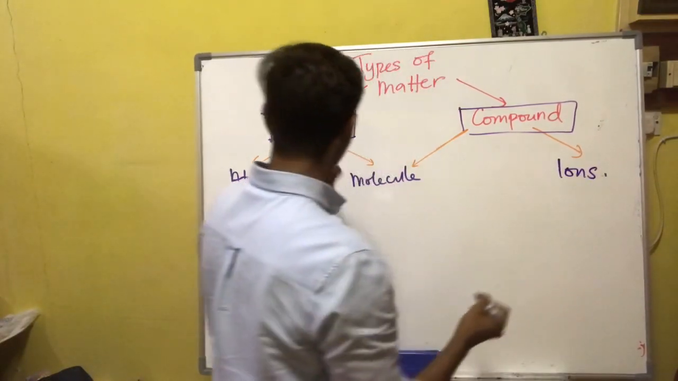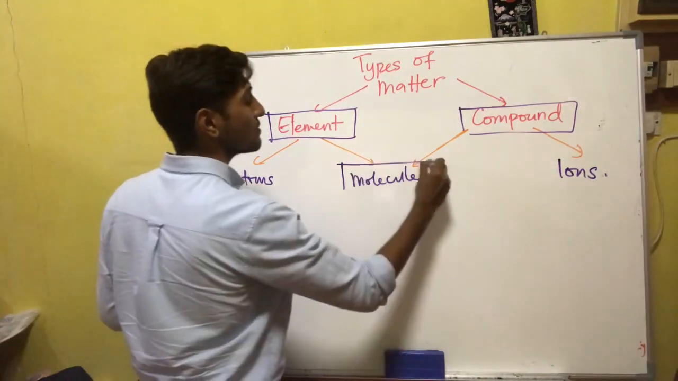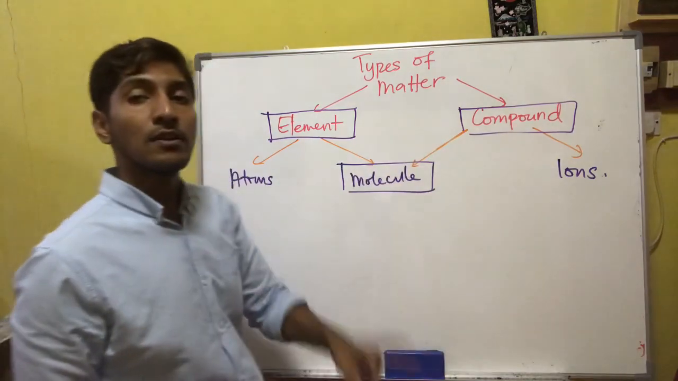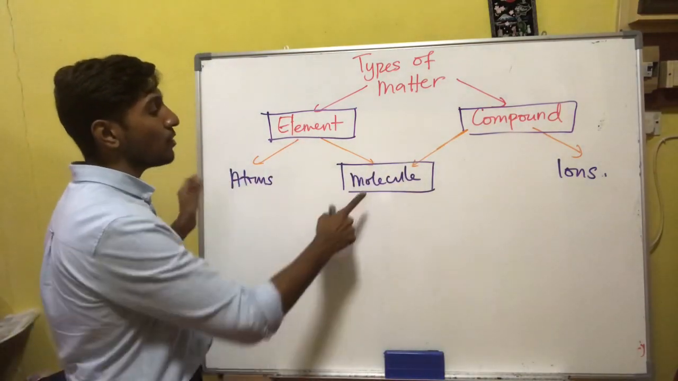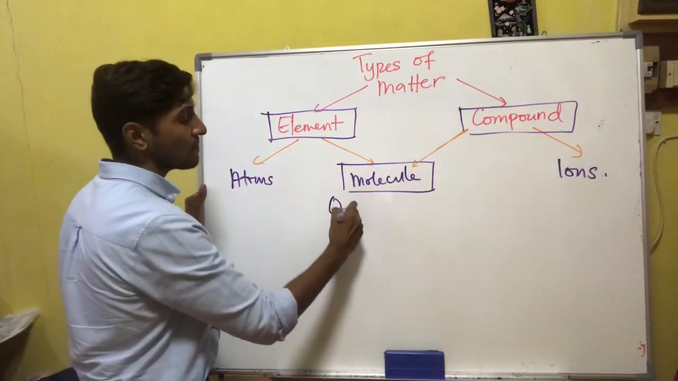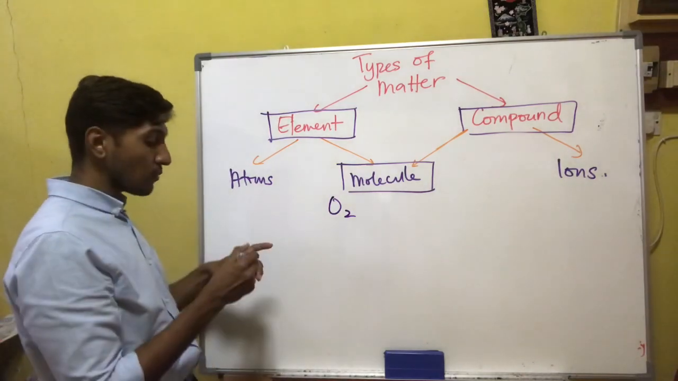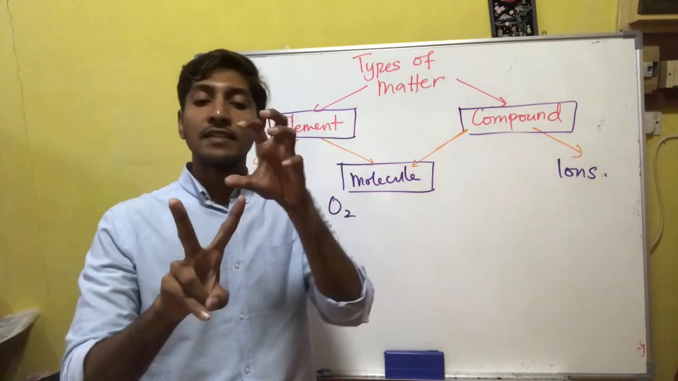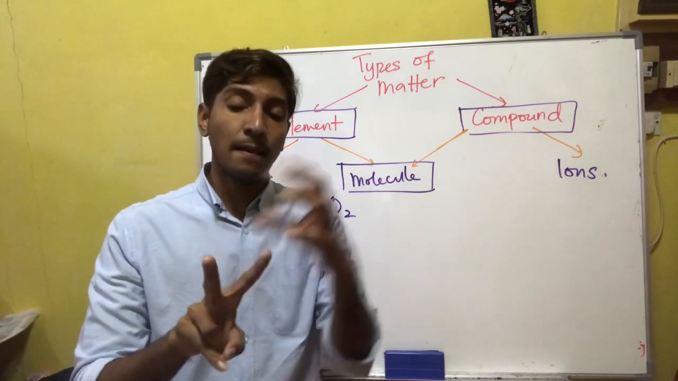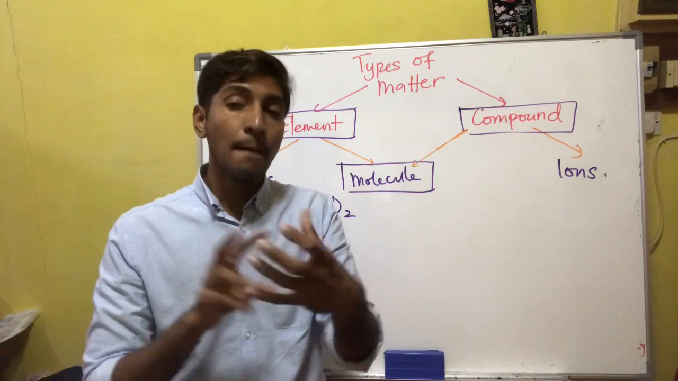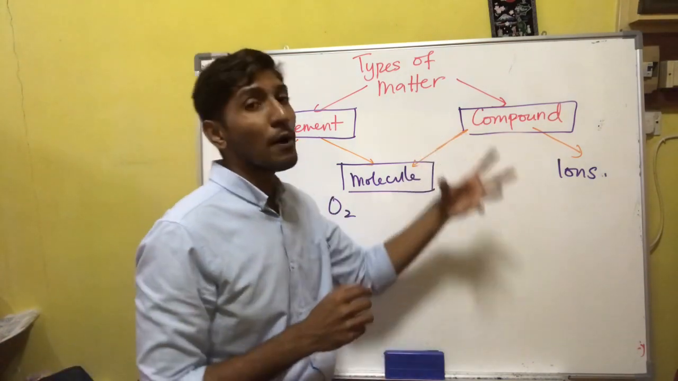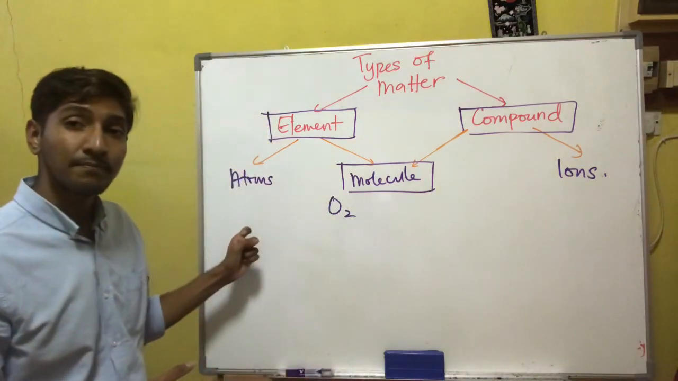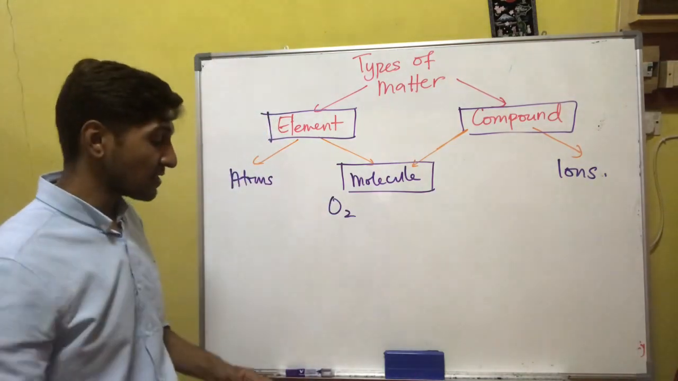You might be wondering, how can a molecule exist as an element or as a compound? If we're talking about a molecule that exists as an element, we might be talking about oxygen. It is a molecule because there are two oxygen atoms bonded to each other. But we don't classify it as a compound because both of them are the same atom. We'll talk about it later in a few chapters ahead.